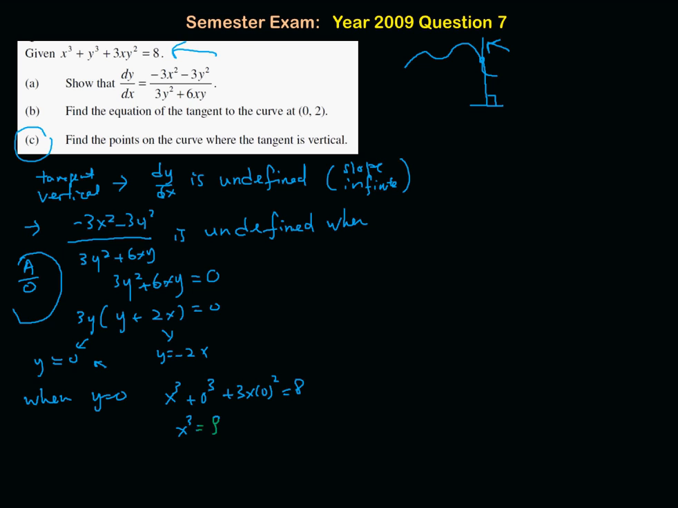In other words, we only look at the real solution. X must be 2. So we have a point. A point here is (2, 0).